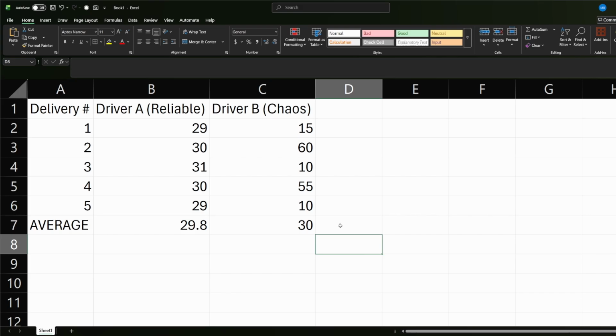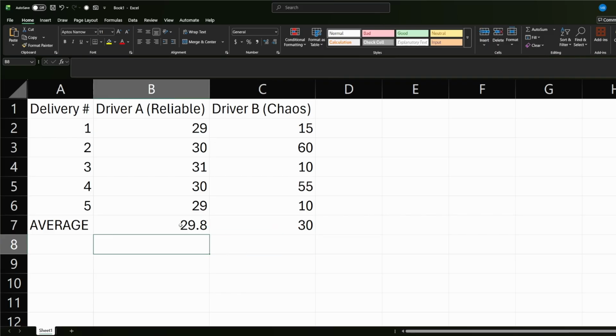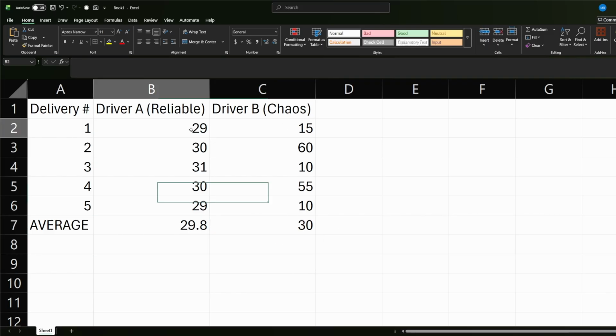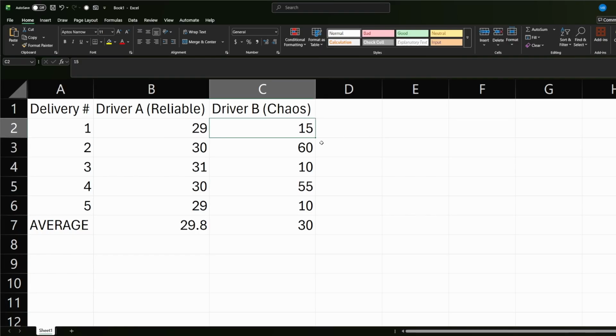Let's take a look at standard deviation in Excel. So we have two drivers, and just looking at the averages, it looks like they're about the same. However, we notice that driver A is pretty reliable, spending around 30 minutes for their delivery, and then driver B is all over the place. They have 15, 60 minutes, 10 minutes, 55, and then also a 10.